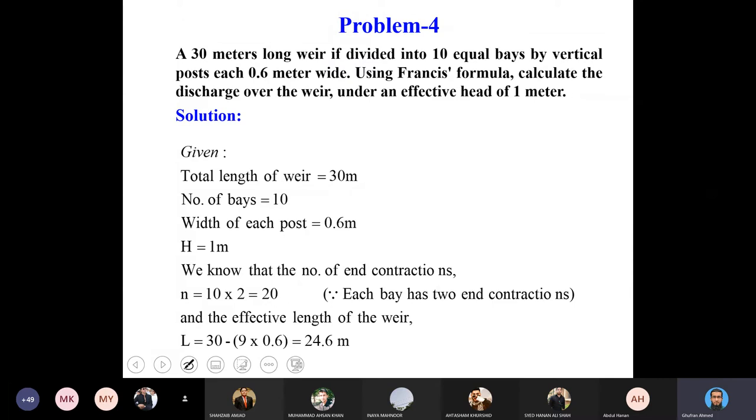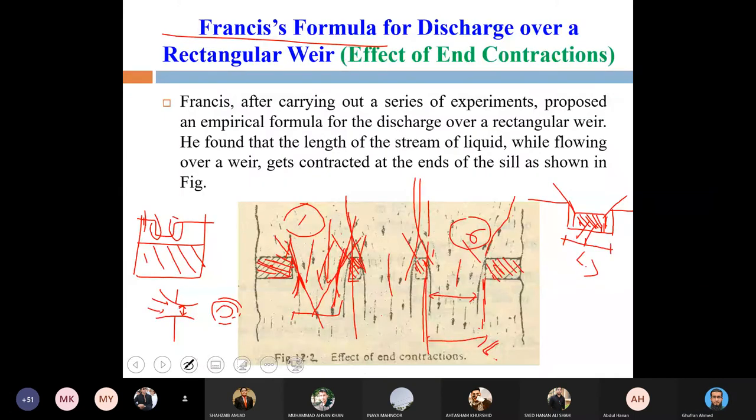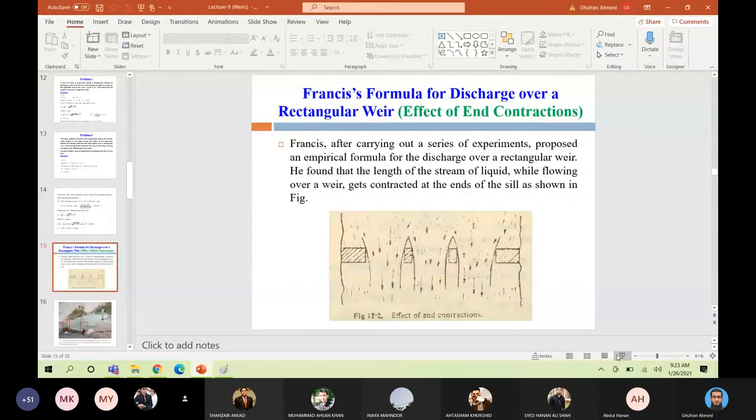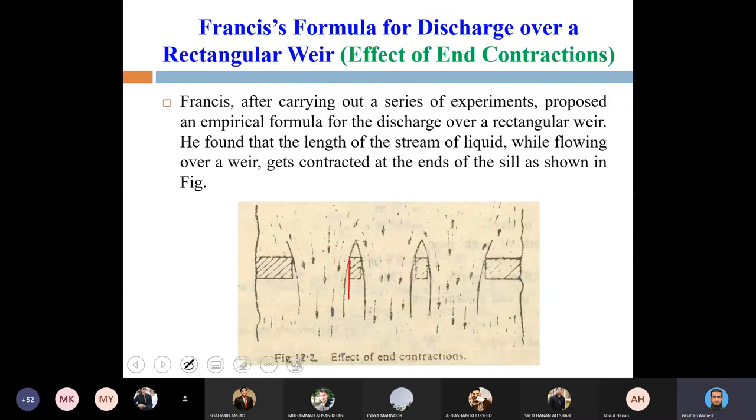So problem 4 states that a 30 meter long weir, say we have a weir which is 30 meters long, and it is divided into 10 equal bays by vertical posts each of 0.6 meter wide. Dividing into 10 equal bays, इससे क्या मुराद है? Bays means this is one bay. This is one bay, okay. This is another, say, 2, 3. So one bay has two end contractions.